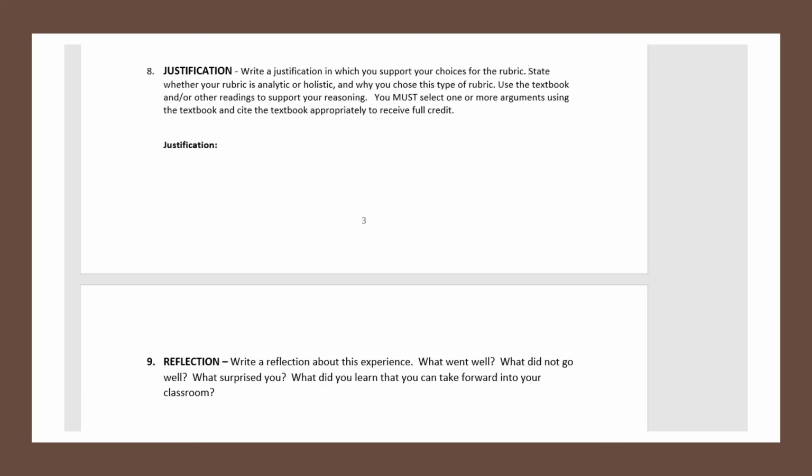The 8th step is to write a justification for why you chose either holistic or analytic rubric. State which one it is, and then provide a citation from the textbook along with a matching reference to receive full credit. I chose a holistic rubric because according to the text, and then provide the reasons, the citation, and at the end put a reference.